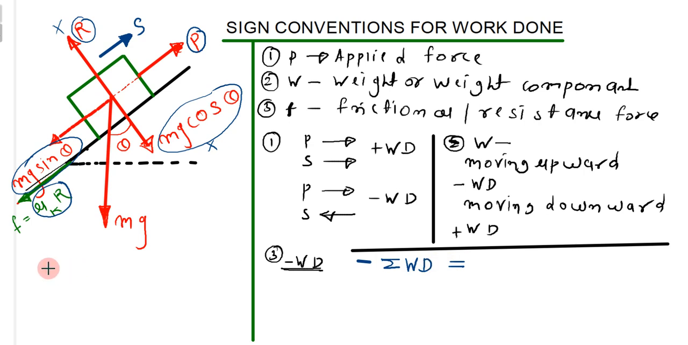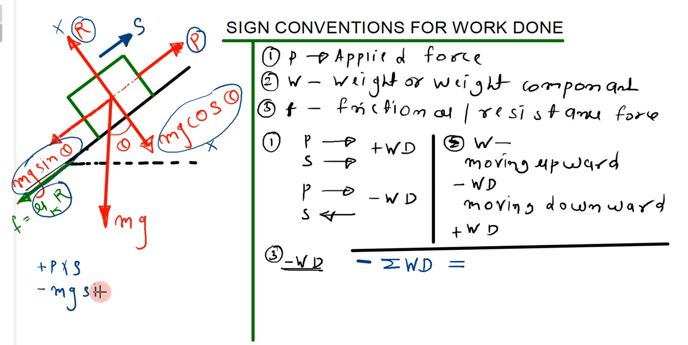Let us calculate separately first. For P, see what comes. So I am taking P into S, but I am taking it positive, remember, because the direction of applied force and displacement are in the same direction. Second thing, mg sin theta. Is the body moving upward or downward? Ask yourself. Yes, upward.